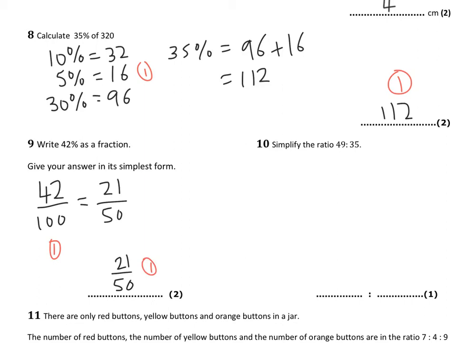Question 10, simplify 49 over 35. So we're looking for a common factor in those two numbers, which would be 7. If we divide 49 by 7, you get 7. Divide 35 by 7, you get 5. So just 1 mark for that one.